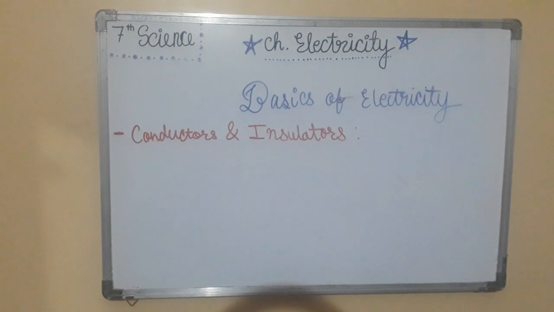Now, insulators. Atoms of some substances hold electrons tightly and so they cannot be freed easily. Such substances have less free electrons in them, resulting in less amount of current in them. So these substances are called bad conductors or insulators.